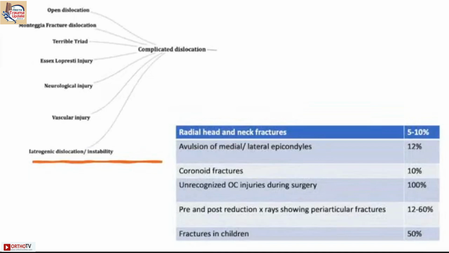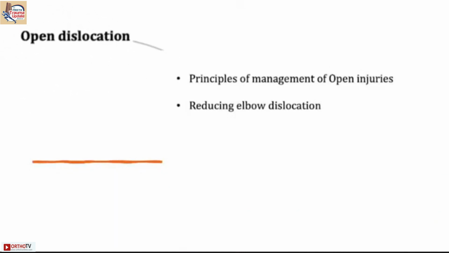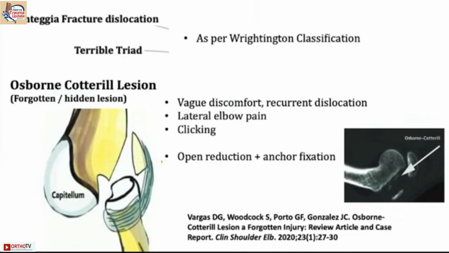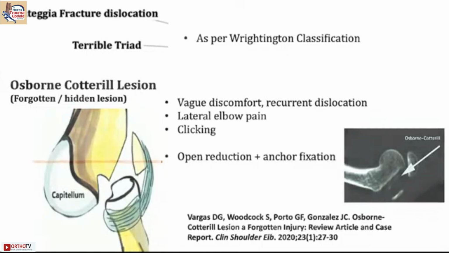Excision is not recommended in association with instability. So the distribution of fractures with dislocation is shown here. It is important to note that the finding of osteochondral injuries during surgery is almost 100%. So complicated dislocations have 1 or more of these associated complications. Open dislocations are managed along the lines of open injuries and principles of dislocations. Montagia and terrible triad we have discussed. Osborne cortical lesion is a rare lesion where there is an impaction fracture of the posterior capitulum and the radial head, and it can dislocate with this.